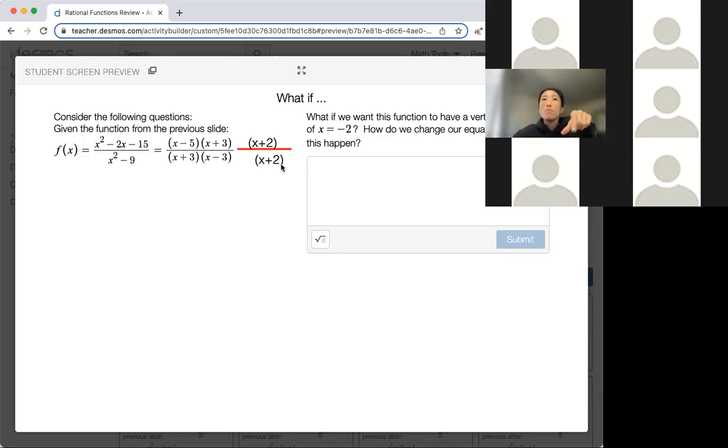Now, normally when we multiply by the same thing on the top and the bottom, that's because we don't want to change the question. But if we read what this says, it says, how do we change our equation to make this happen? We're allowed to make a different function. So knowing that we don't have to multiply top and bottom, how would we modify Noor's answer to get a vertical asymptote at x equals -2? Are we able to change the numbers in the numerator and the denominator? They don't want to change the numerator. Yeah, exactly. So if we only multiply on the bottom, okay?